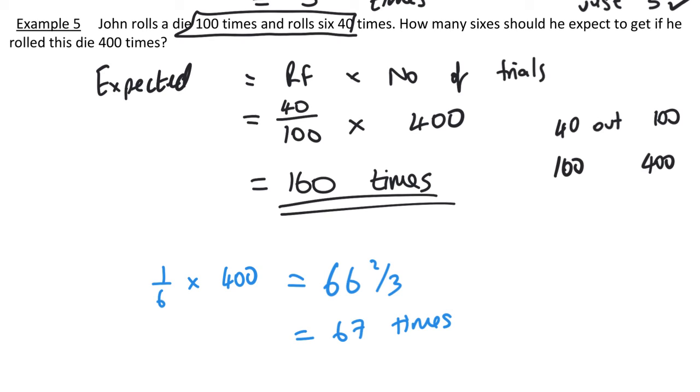But in this case, because we were told that it was 40 times out of 100, then we used that relative frequency rather than the true probability of it occurring. So if it were a proper fair die, we would expect 67 6s when we roll 400 times. But in this current die, we're not sure very much about it, but because it's 40 out of the 100, then it would be 160 times we would expect to see the number 6 whenever it was rolled 400 times.